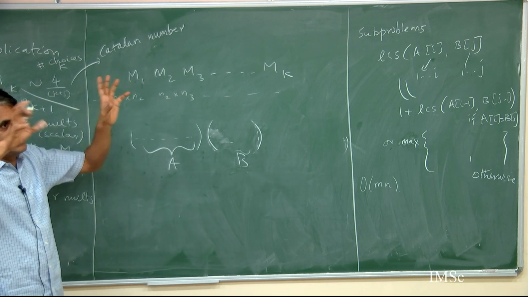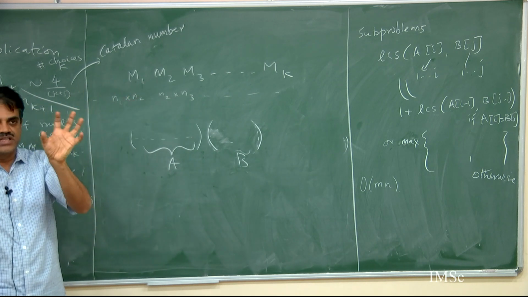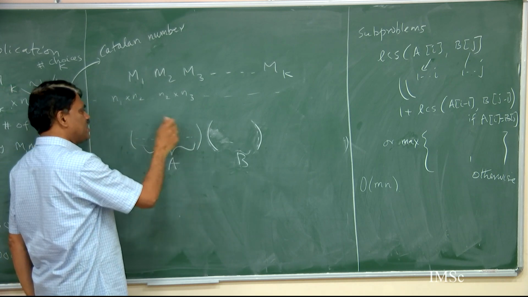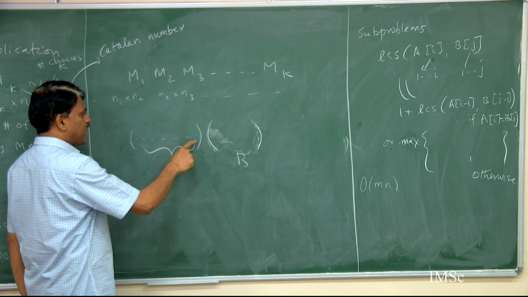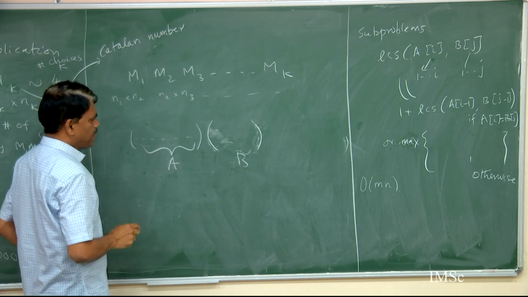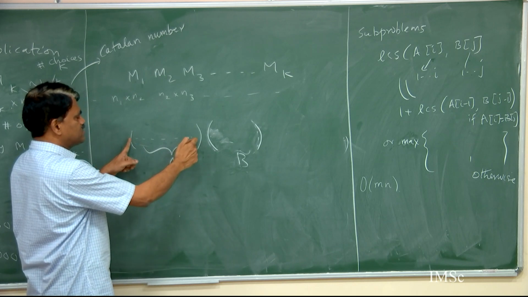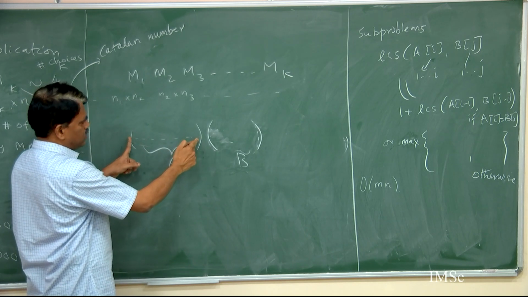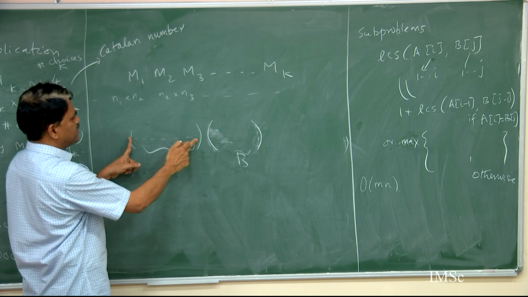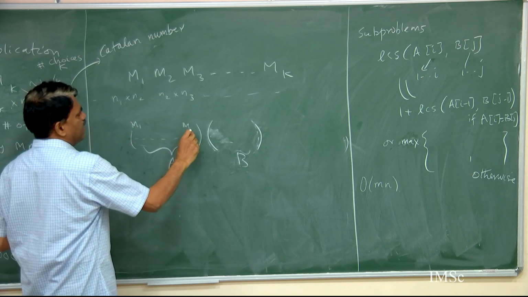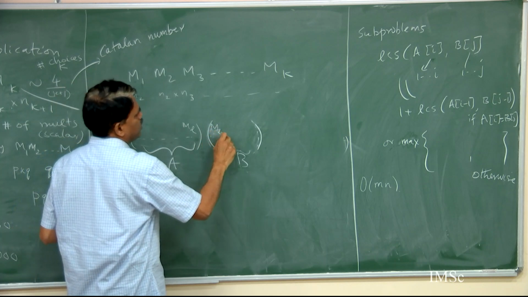Somehow it decided that I am going to do the last multiplication, this and into this, then the way I would have obtained A multiplying these chains of matrices must be an optimal way, which minimizes the number of multiplications to multiply this matrix. So, let us say some M1 to ML and then M(L+1) to MK.